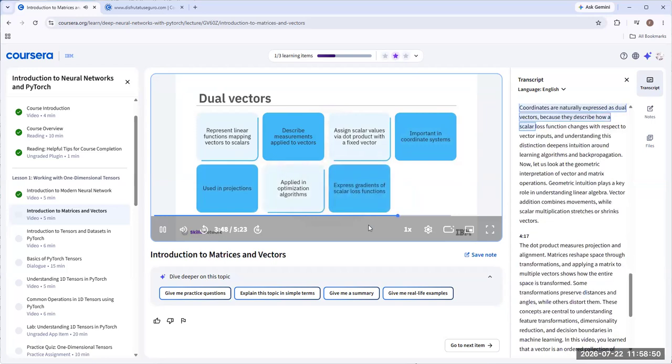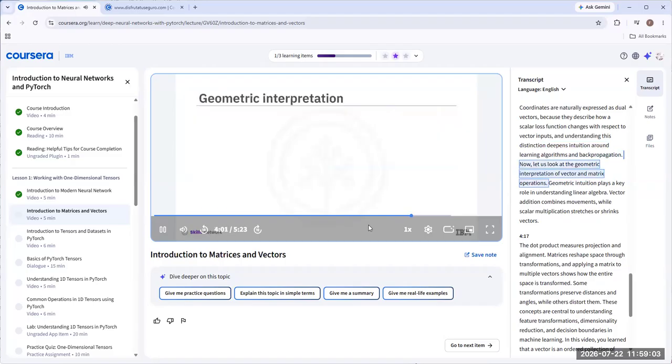Gradients are naturally expressed as dual vectors because they describe how a scalar loss function changes with respect to vector inputs. And understanding this distinction deepens intuition around learning algorithms and backpropagation. Now, let us look at the geometric interpretation of vector and matrix operations.